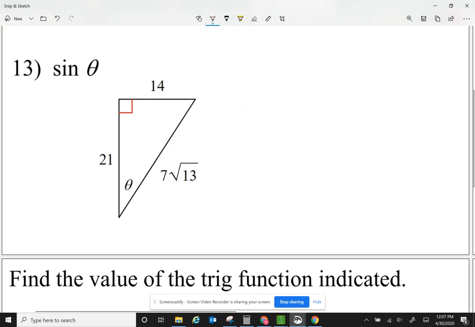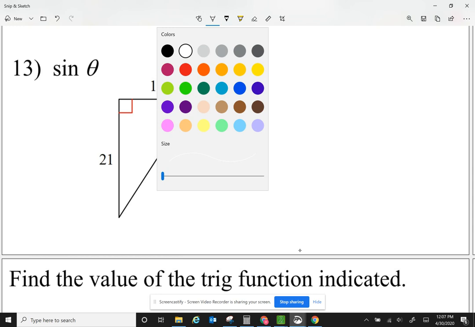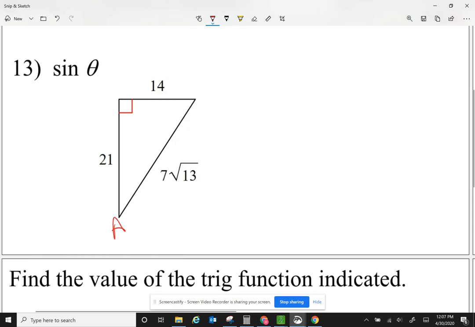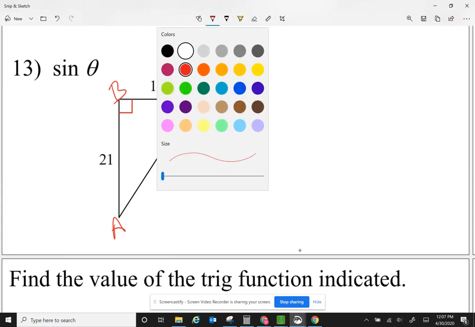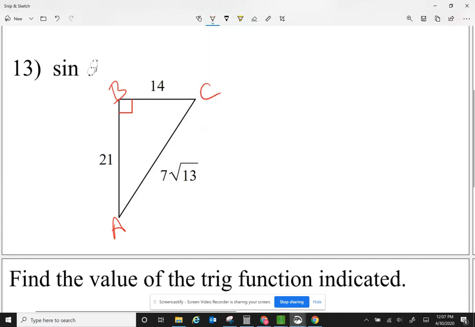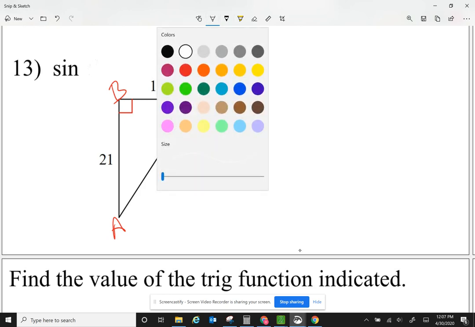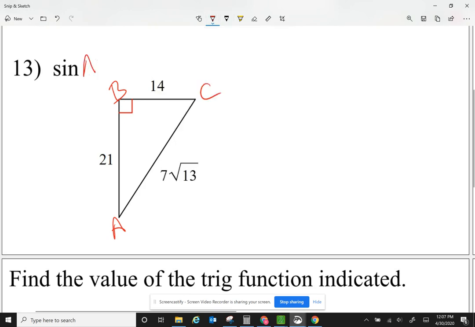let me show you how your work should look, how it is going to look on your homework. You're not going to have theta. Instead, I'm going to label each corner as A, B, C, or any letters that I want. And then remember how theta was right where angle A is? So instead of a theta there, I'm going to ask for sine of A.